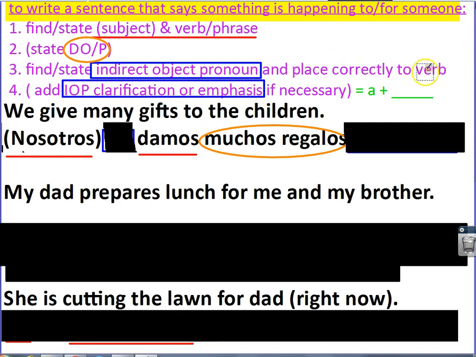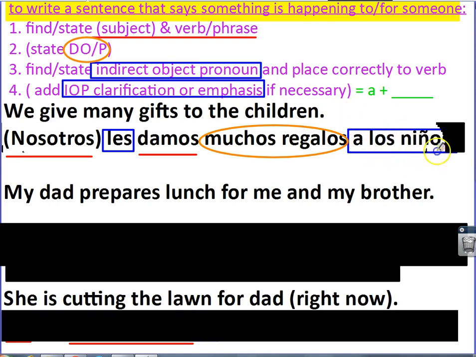Where can I put it in the sentence? Well, what type of a verb do I have? I have a conjugated verb. You might remember that indirect object pronouns go before the conjugated verb. Right now, this is a lovely sentence. It says, we give many gifts to them. But it doesn't say to the children. So we do need to add IOP clarification. So I'm going to say a, and how do you say the children? Los niños. Yes, hijos also means children, but only if they're actually your children.